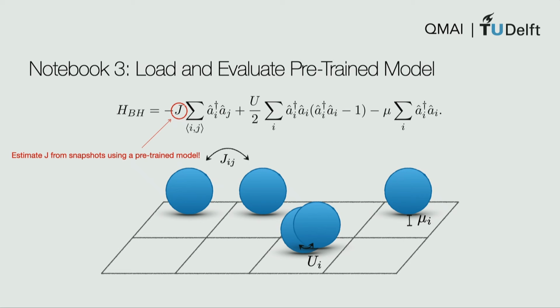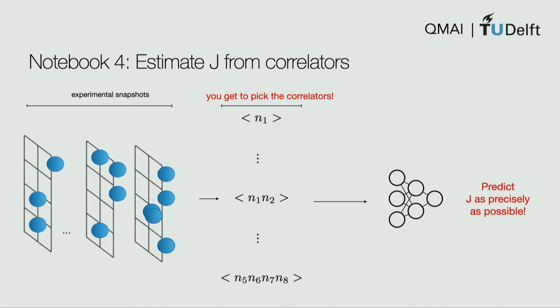And then in notebook 4, I have this workflow of the correlators. We again simplified everything to the maximum, so we only have one J, not N of them. There is no hopping, no repulsion, no chemical potential estimation. But your fun task is that you will pick which correlators you want to use and try to maximize the J precision.